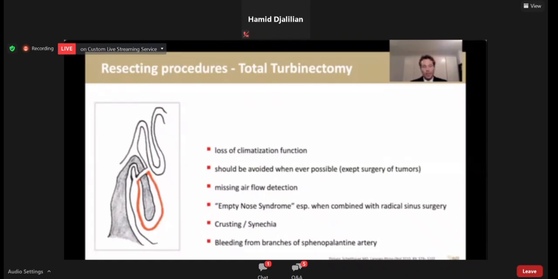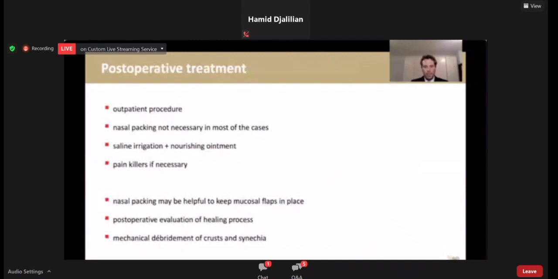Especially if you are cutting the deeper part of the inferior turbinate, think about bleeding from branches of the sphenopalatine artery, which is a big vessel, and this can bleed immensely.